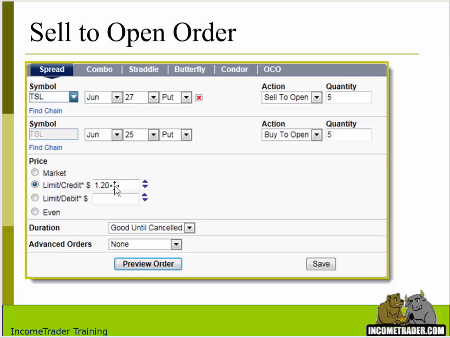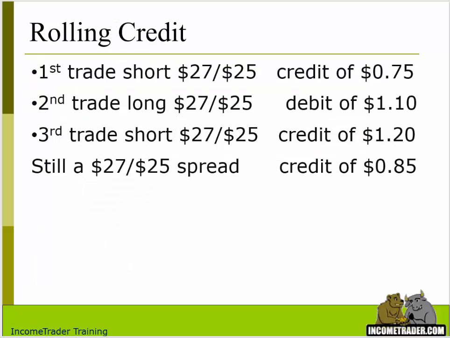But this time, because you're selling 4 more weeks of time, you actually are going to pull in a little bit larger credit here. That's a big bonus. Because not only are you giving yourself more time to turn this into a profit, but you've actually pulled in more premium here. So now you've taken your original trade and your credit is even larger. So let's take a look.